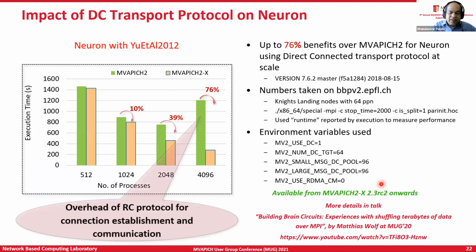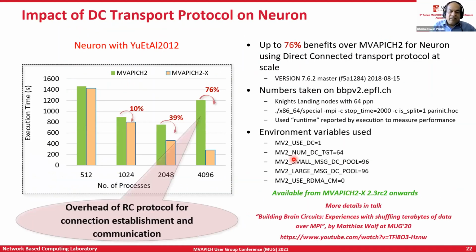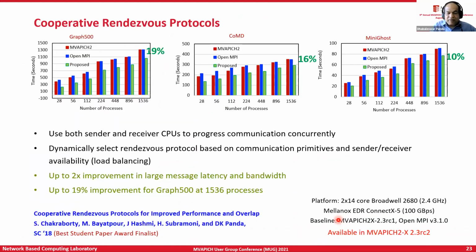This is where the DC protocol comes in. As you know, RC, UD, and DC are there. With DC, as you can see, you get significant benefits, like 76% for a Neuron application, which is running on the EPFL cluster. There was a presentation at last year's MUG. You can take a look at that for more details.